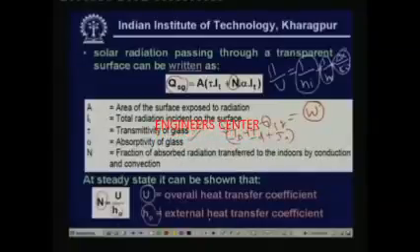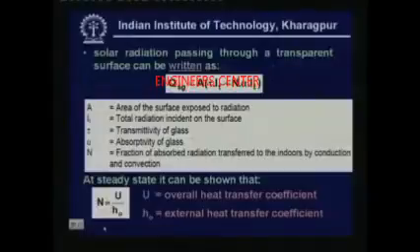Okay, so you can calculate overall heat transfer coefficient, and h naught is the external heat transfer coefficient. Okay, so if you know the overall heat transfer coefficient, external heat transfer coefficient, properties of the glass, and if you can estimate the total radiation incident on the surface as we have shown in the last example, you can calculate what is the solar energy transmitted to the building, okay, through fenestration.